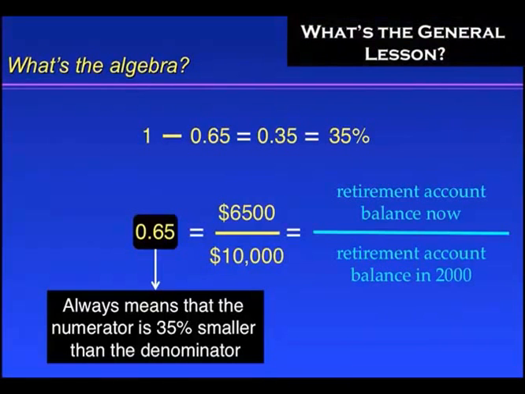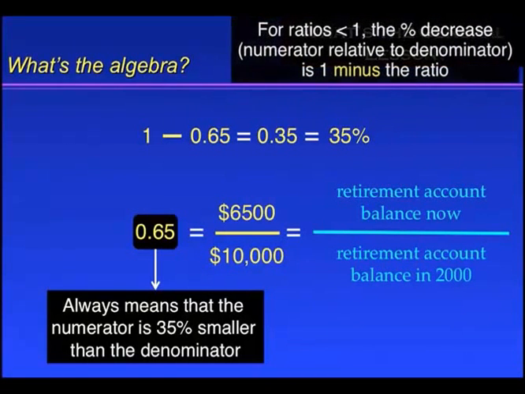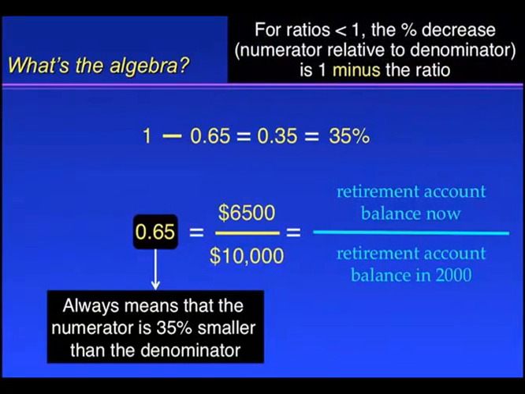What's the general lesson? Well, the general lesson is for ratios less than 1, the percentage decrease, numerator relative to the denominator, is 1 minus the ratio.